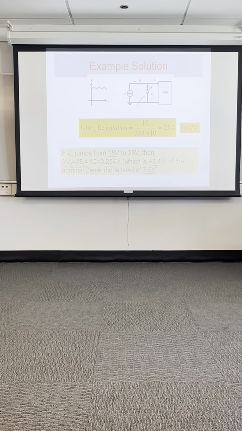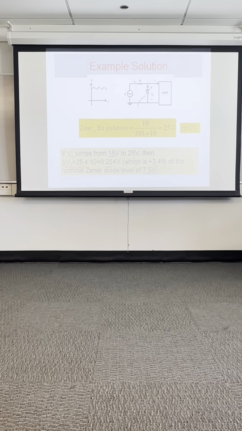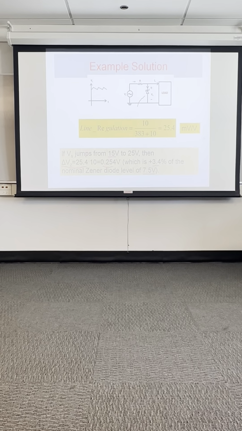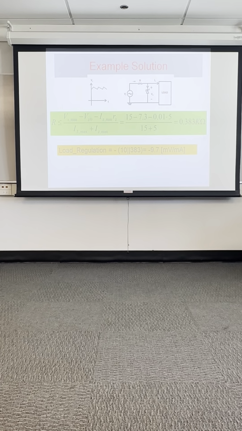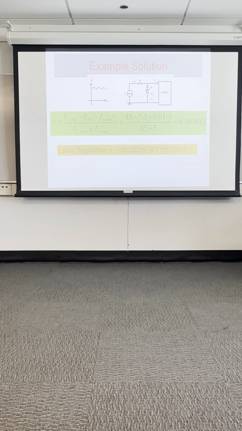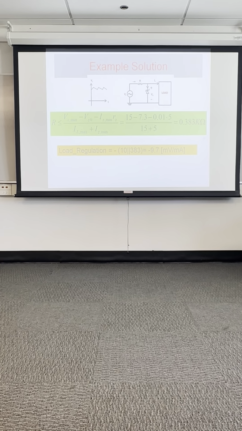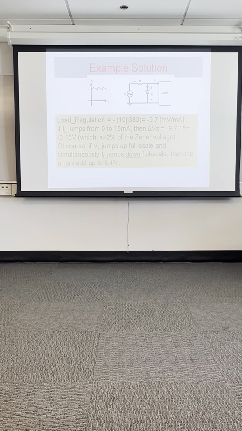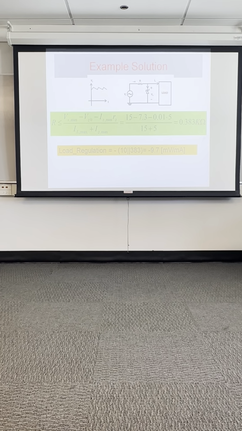Based on the grade of the zener, the R sub Z, you can find zeners that will improve even above this 3.4%. The load regulation is asking, when the load goes from 15 milliamp to 0, how will the zener react to that? So the load regulation is minus RZ in parallel with R, so that's minus 9.7 millivolts per milliamperes.